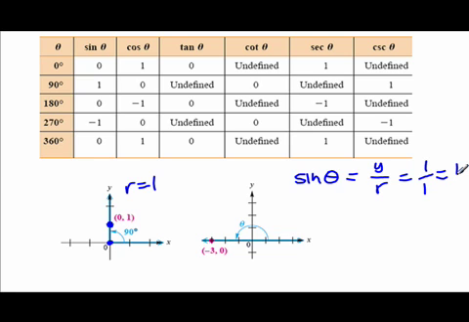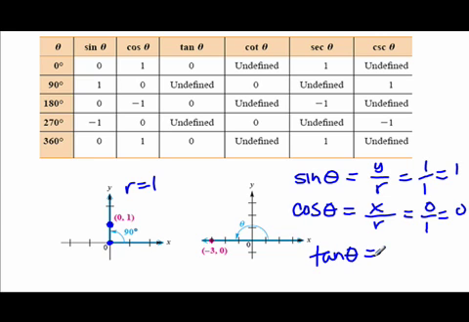How about cosine of this angle? Cosine is x over r. My x coordinate will always be 0 no matter what point I pick on that terminal side. R in this case ends up being 1, so I get 0. Tangent, which is y over x, we end up with y is 1, divide by 0, undefined. Can't divide by 0. And then your other 3 are simply reciprocals.